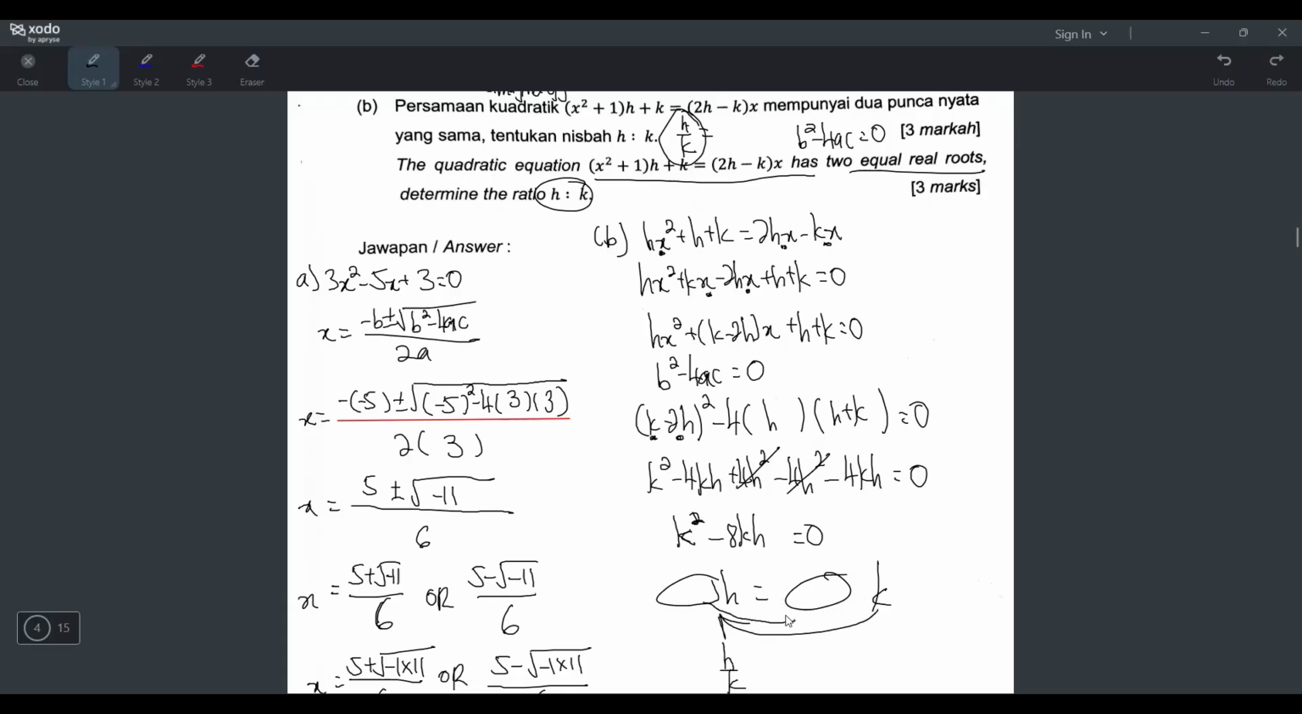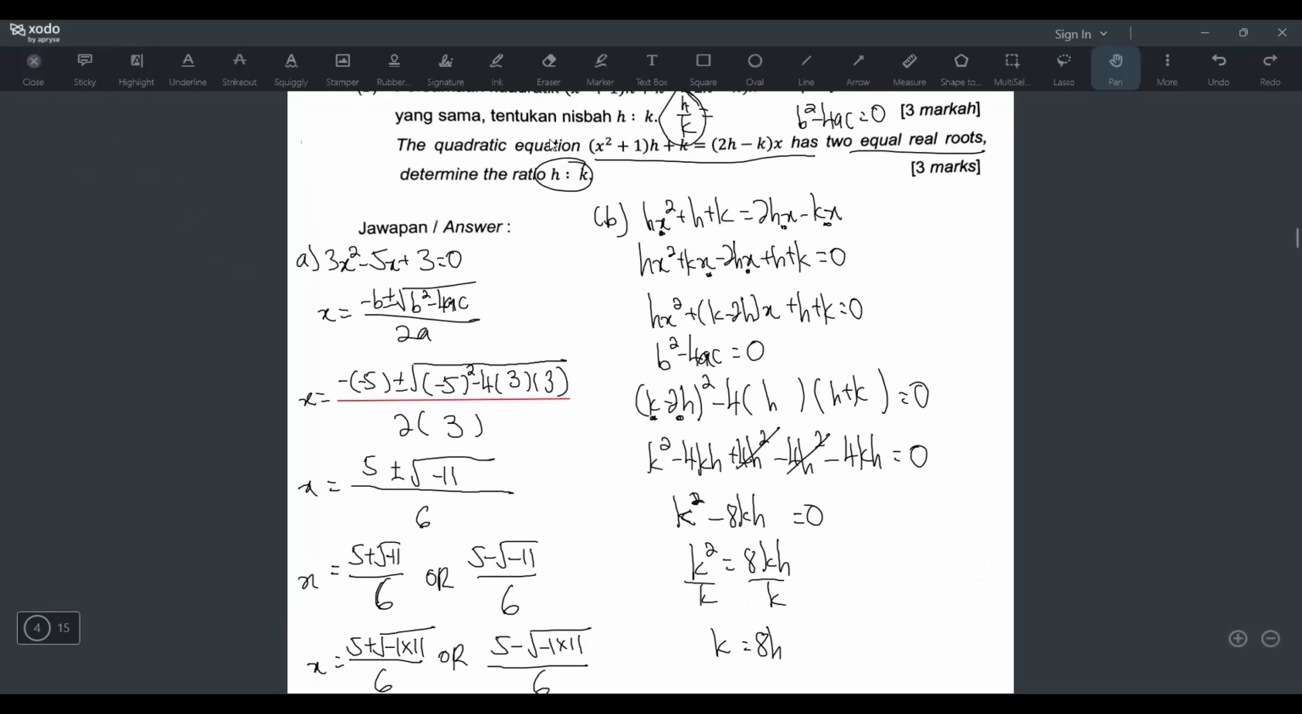And then this number, you can just move it to the other side. Then you will know your answer for H over K. So what I will do now is I will move the negative KH, right? I will move the negative KH here. And I realize both sides can divide by K. And then I'll just be left with K equals 8H. And you can see now you can find your H over K already.